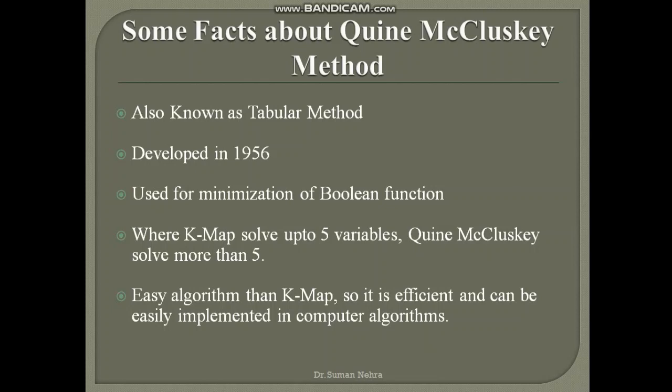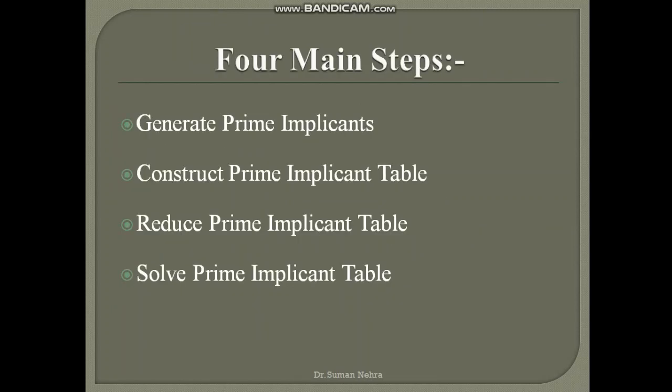This technique is based on an automatic or computer-driven simplification routine. We can use this technique for designing very complex digital systems. It is an easier algorithm than K-map, so it is efficient and can be easily implemented in computer algorithms. There are 4 main steps. First, generate the prime implicants. Second, construct the prime implicant table. Third, reduce the prime implicant table. Fourth, solve the prime implicant table.